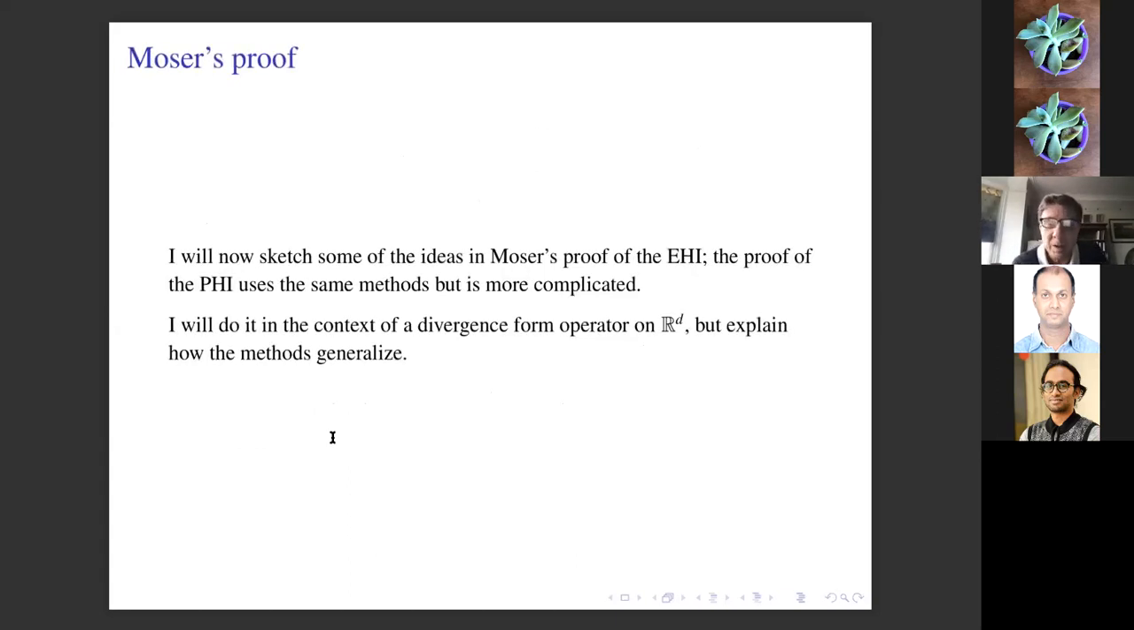So in the remainder of this second lecture, the next thing I'm going to do is sketch the argument that Moser used to prove his elliptic Harnack inequality. I'm going to first explain it in the context of a divergence form operator in R^d. And then I will explain briefly how those methods generalize to other setups.